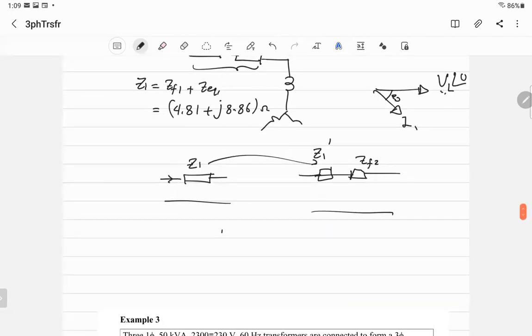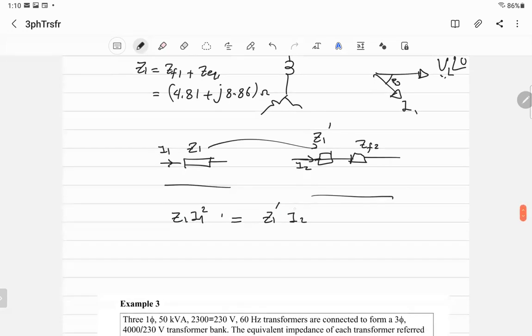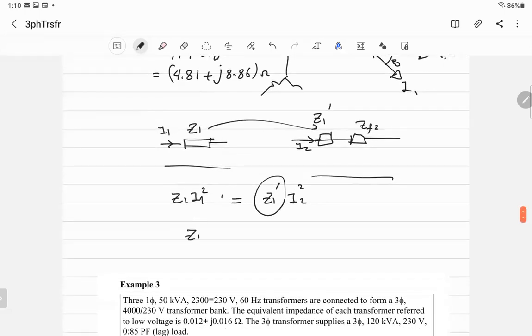For Z1, I'm not going to use the turns ratio; I'm going to use the concept. So that's Z1 with I1, and here it should be I2. What is the power for Z1 on this side? Z1 times I1 squared should equal Z1 dash, after I transform it, times the line current I2 squared. So what is Z1 dash? I will get the relationship: Z1 dash will be equal to Z1 times I1 squared over I2 squared.